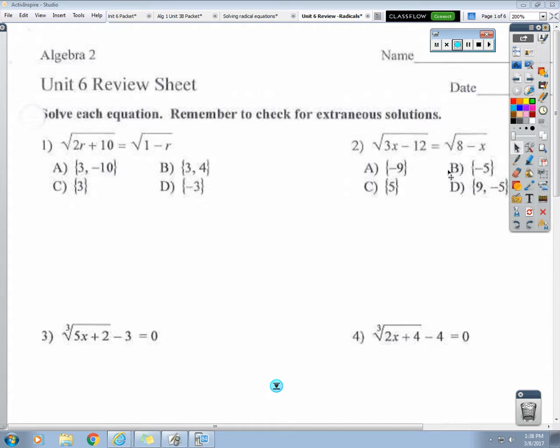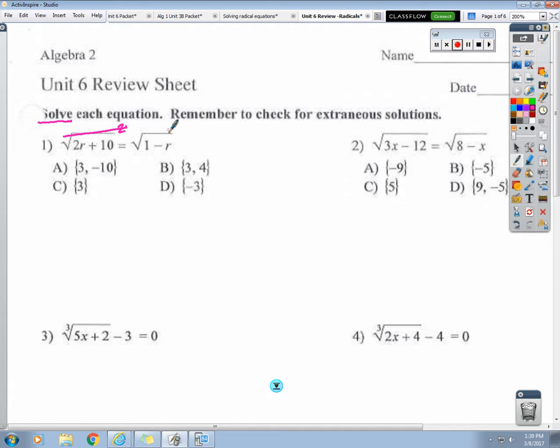Go. Number 1, we have the square root of 2r plus 10 equals the square root of 1 minus r. You're asked to solve the equation, which means isolate the variable. Get r by itself. Well, what's the first step to do that? Right, we need to get rid of the square root. So we square it, which is convenient for us in this problem because it tears it down.